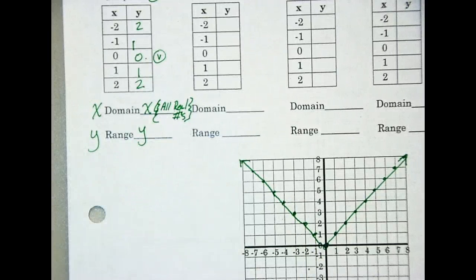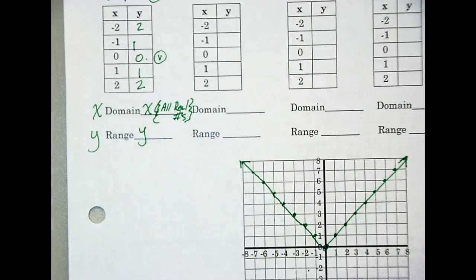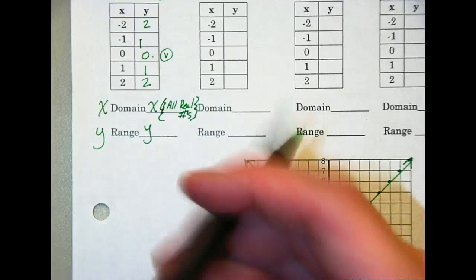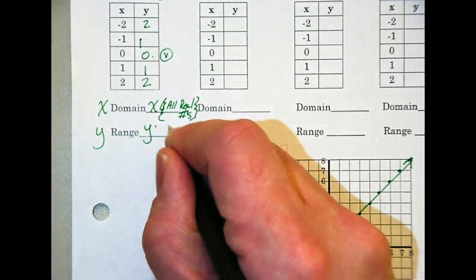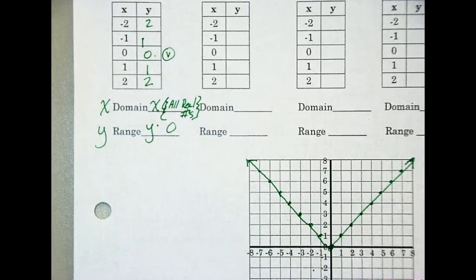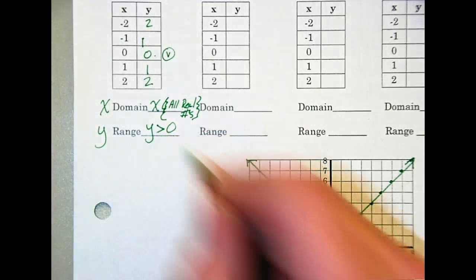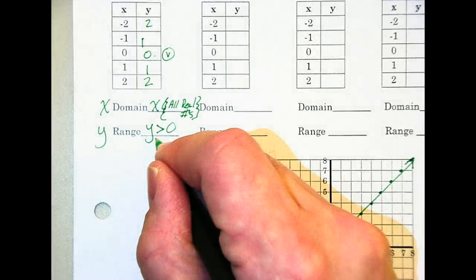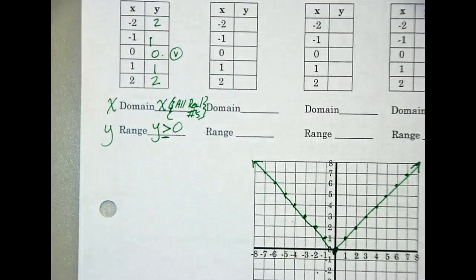What is y? Does it exist for all y's? Does our graph exist down here? Where does our graph start existing on the y-axis? At 0. So y is at 0. Is it going up or down the y-axis? Up. So y is greater than, could it be equal to 0? Do we have a point at 0? Yeah. y is greater than or equal to 0. That is our range.